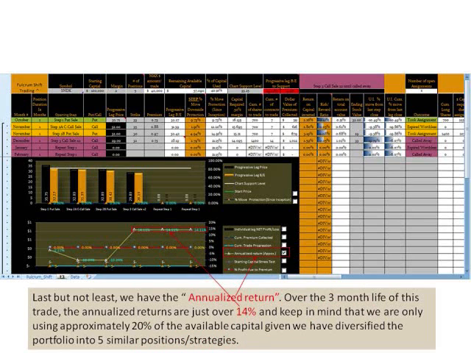Last but not least, we have the annualized return. Over the 3-month life of this trade, the annualized returns are just over 14%. And keep in mind that we are only using approximately 20% of the available capital, given we have diversified this portfolio into 5 similar positions or strategies in this hypothetical scenario.